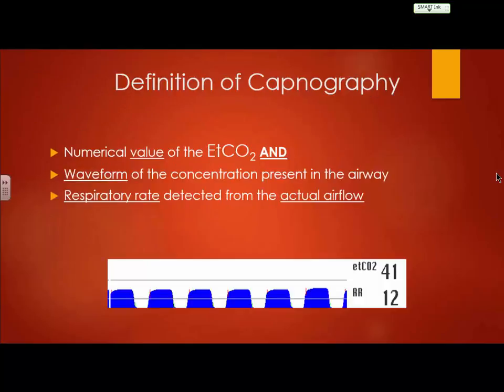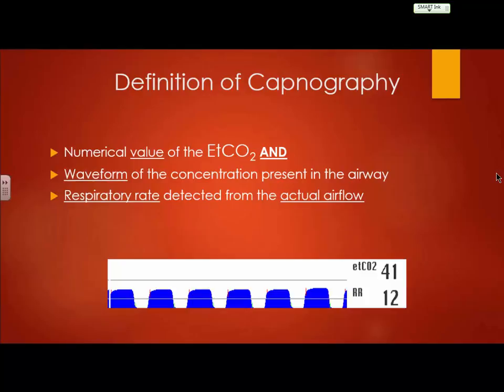Right? So what do we really want when we're monitoring? We want the numerical value. We want to see that. And we want to see the waveform, okay? The numerical value is going to be kind of like when you've got your EKG hooked up to the monitor and you've got your real-time heart rate. It gives you a quick reference of what the heart rate is, but then you look at the actual waveform to see what's going on in the heart. Well, that's kind of the same thing here. You've got your number here, and that gives you a real-time number of what your levels are, and then you look at your waveform to see what is going on as far as when they expire.